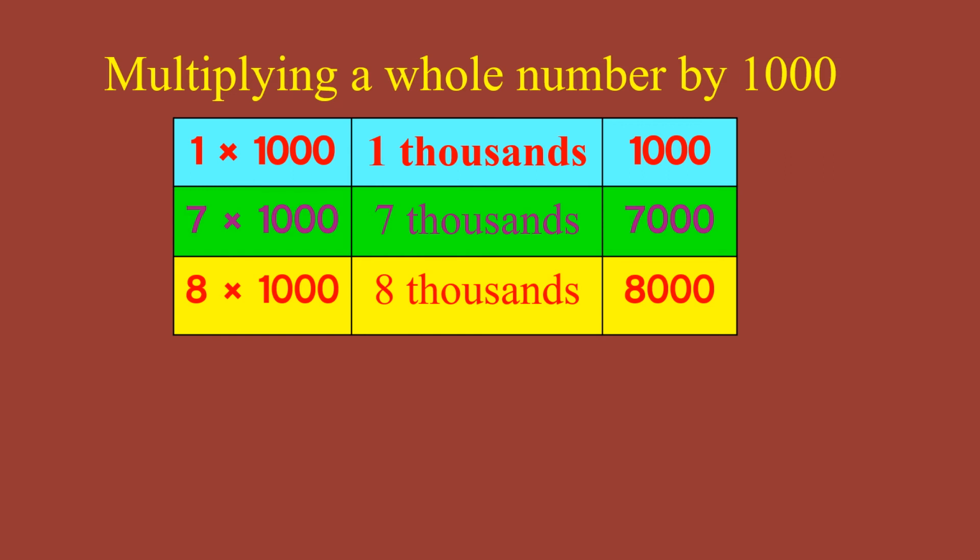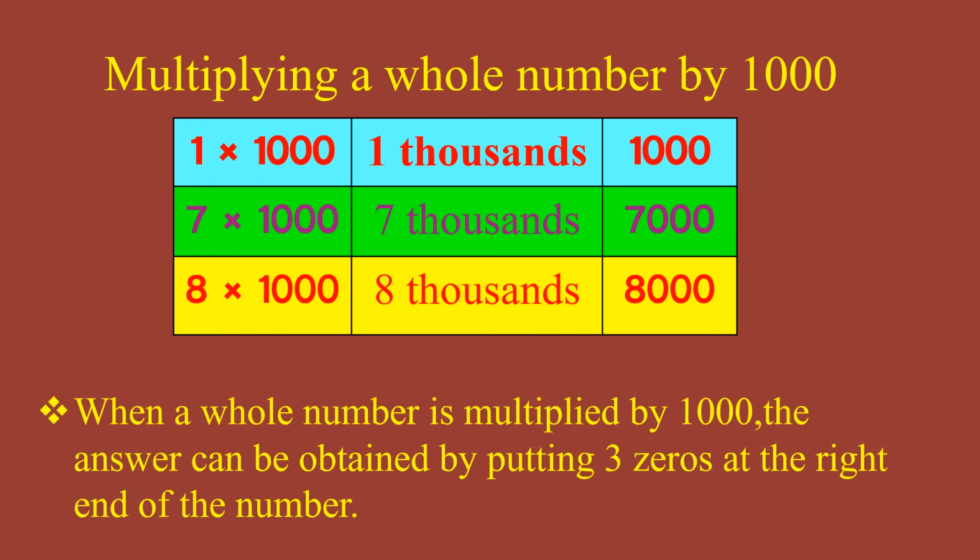So once again, you can see a pattern of obtaining the final answer, isn't that so? When you multiply a number by 1000, we can see an easy method of finding the final answer. So what is that easy method? When a whole number is multiplied by 1000, the answer can be obtained by putting 3 zeros at the right end of the number.